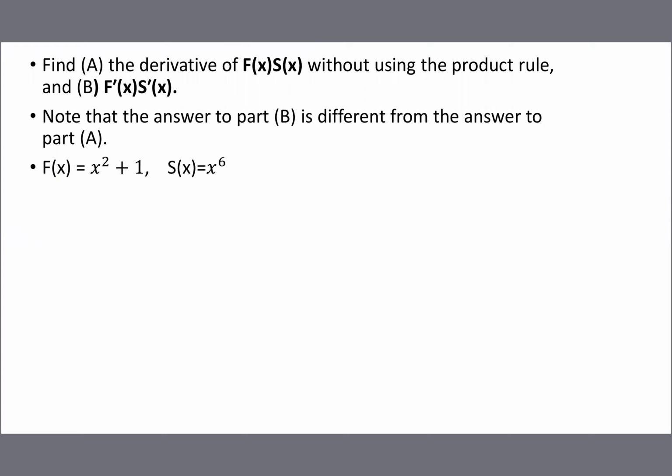Find A, the derivative of f of x times s of x without using the product rule, and then B, find f prime of x times s prime of x. Remember that f prime denotes the derivative of f and s prime denotes the derivative of s. Note that the answer to part B is different from the answer to part A.